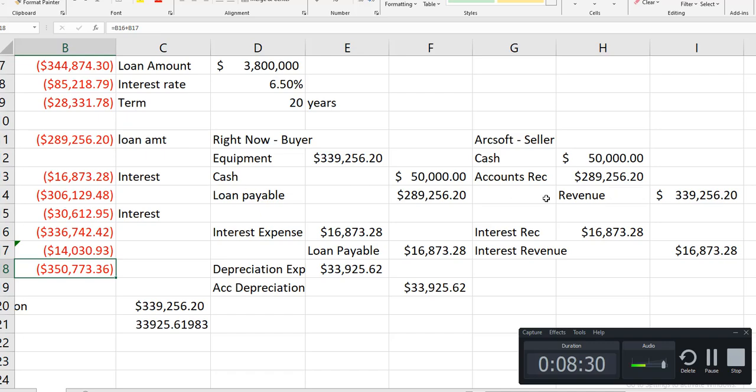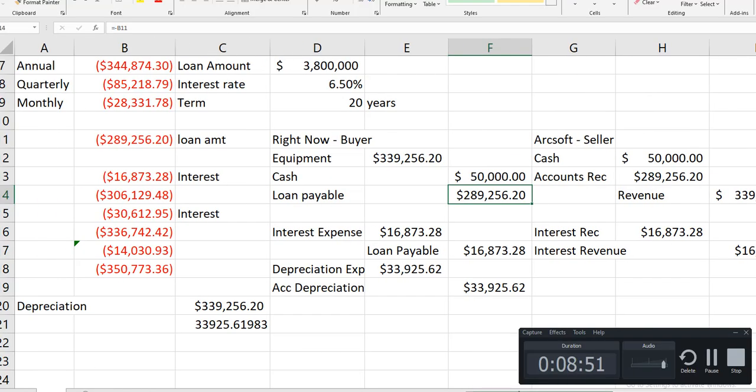Don't forget to apply the present value to the loan amount, because this is an amount we're going to receive in the future. We can't record it at $350,000 even. Although we do calculate depreciation on the whole amount. Don't forget that.